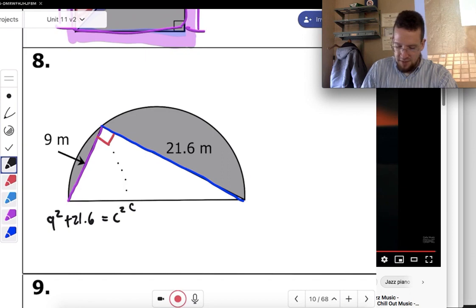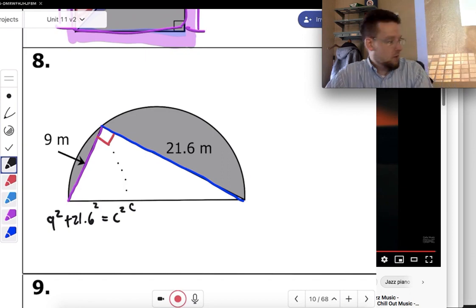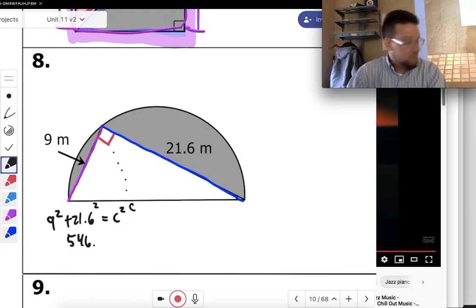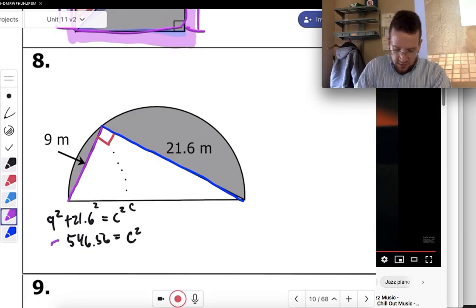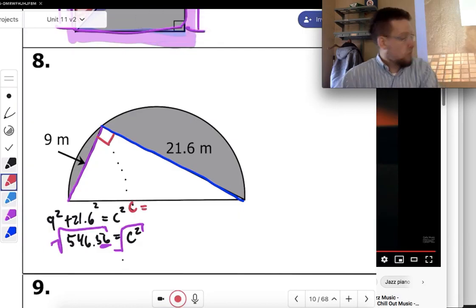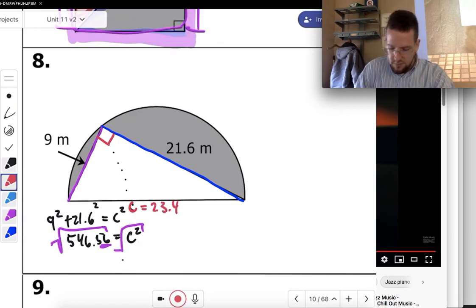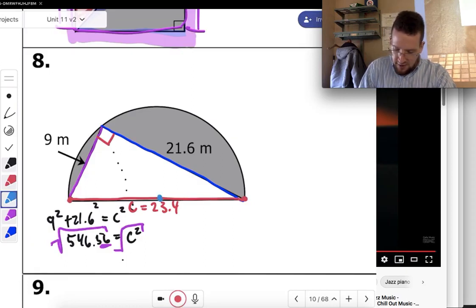This is actually a very common theme in these. So 9 squared is 81, 21.6 squared is something, and when you add them together, we get 546.56. That's c squared, and of course we need to square root both sides here. We want 2 decimal places when we do stuff like this. So we find that c is equal to 23.4. And that is this whole piece, right? This is the diameter.